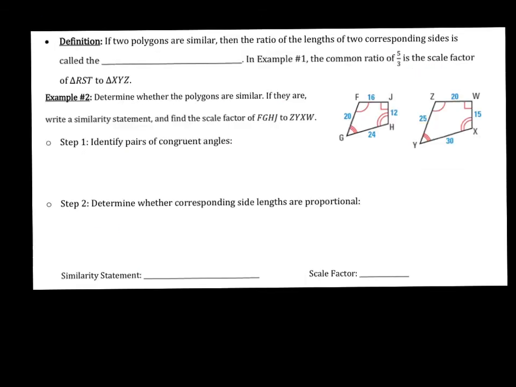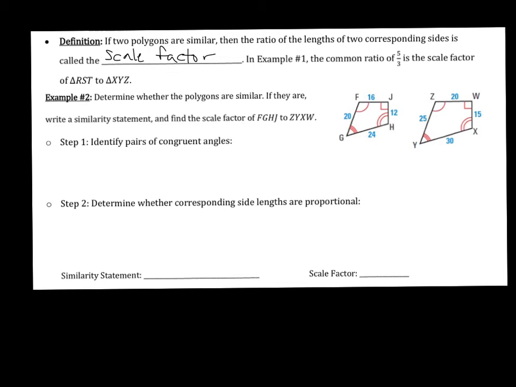Definition. If two polygons are similar, then the ratio of the side lengths of the corresponding sides is called the scale factor. We've mentioned that word in class. In example number 1, the common ratio of 5/3 is the scale factor of triangle RST to triangle XYZ. And you have to be really clear what you're doing there. You're going from RST to XYZ. So make sure that you always know which one you're starting with there.